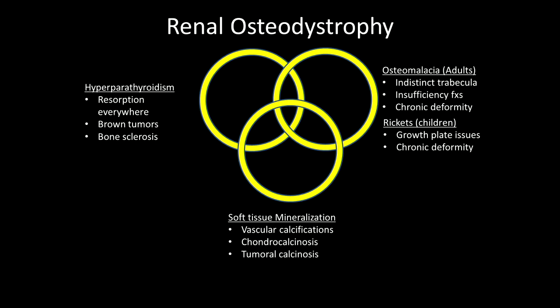The ring on the right is the osteomalacia-rickets complex. With osteomalacia, I mentioned that indistinct trabeculae are difficult to recognize, and with rickets, I emphasized the findings that occur at the growth plate, and I also emphasized the deformities that can occur. And the ring on the bottom is the third ring that allows you to make the diagnosis, particularly in adults with chronic renal insufficiency, and that includes vascular calcifications, chondrocalcinosis, and most importantly, these large collections around joints, which are called tumoral calcinosis.